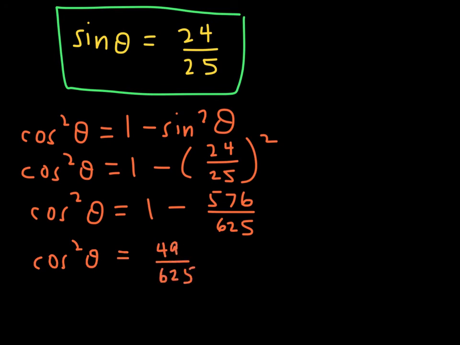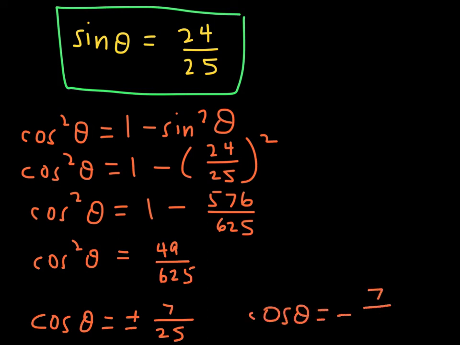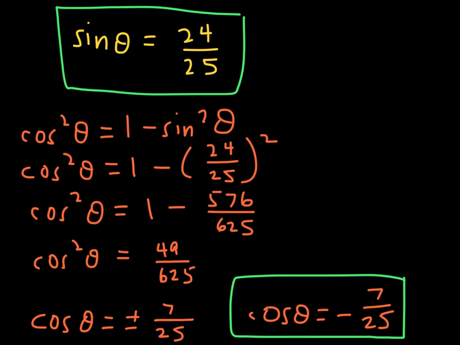When you take the square root of both sides, you get cosine of theta is equal to plus or minus the square root of 49, which is 7, over the square root of 625, which is 25. Now, don't forget, theta is in quadrant number 2. And in quadrant 2, cosine is negative. So I will say that cosine of theta is negative 7 over 25. You want to make sure that you are choosing the correct sign. So pay close attention as to which quadrant your angle lies.